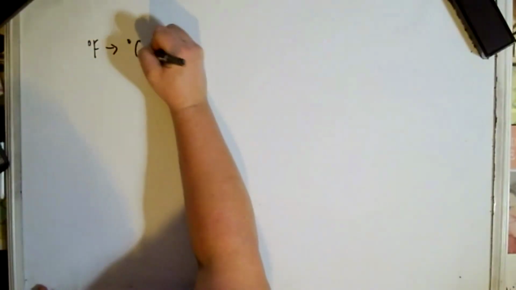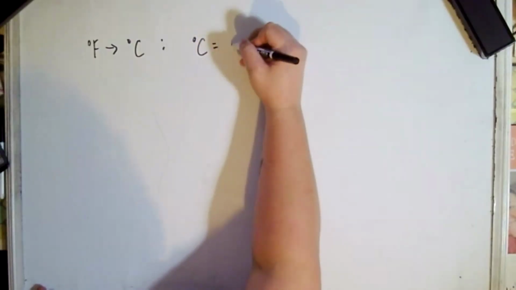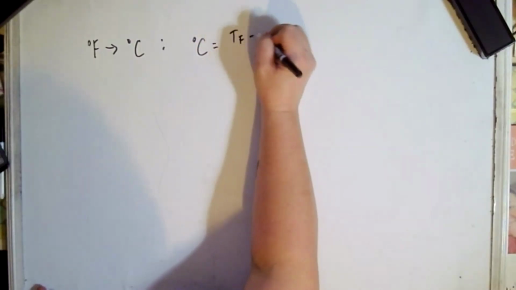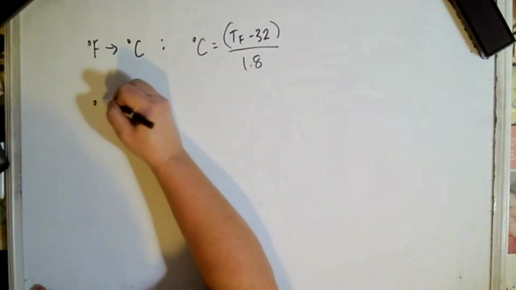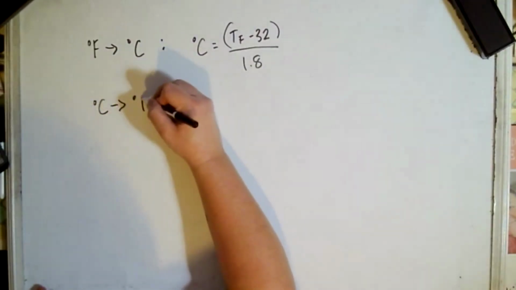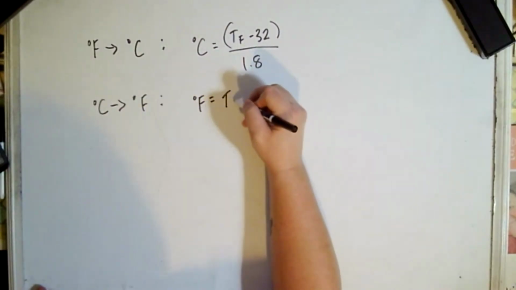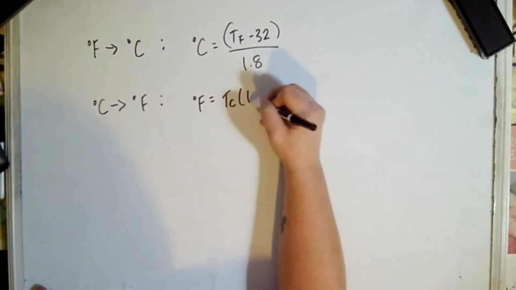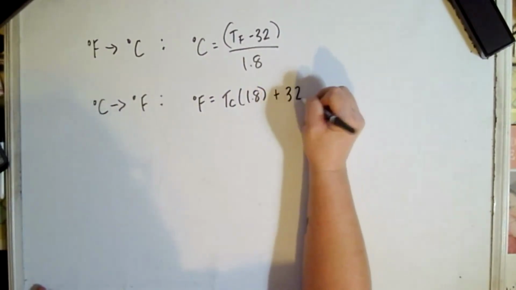So the formula to go from Fahrenheit to Celsius is Celsius equals the temperature in Fahrenheit minus 32, divided by 1.8. To go from Celsius to Fahrenheit, Fahrenheit equals the Celsius temperature times 1.8, or 1.8 times Celsius, it doesn't matter which way you write that, plus 32.